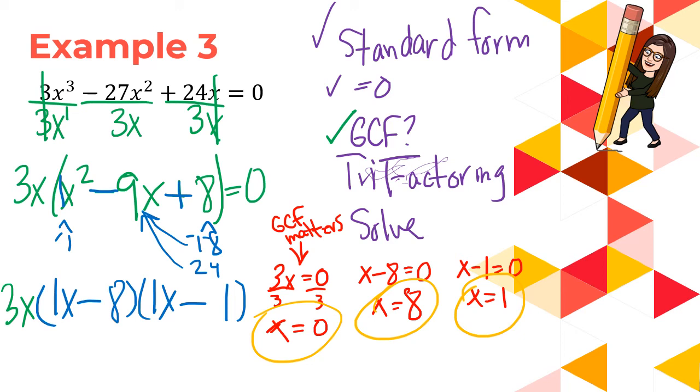Now, let me give you a little tidbit. You don't have to worry about this till Algebra 2, but take a look at the highest exponent. If the highest exponent's 3, I'm going to have 3 answers. If the highest exponent's 2, I'd have 2 answers. And you guys have already been solving when the highest exponent's 1, you'll have 1 answer.